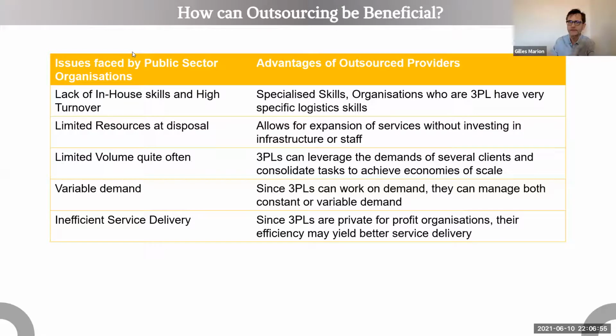The other element, let me jump to the fourth element right now, which is the variable demand. If you are limited in resources, you will want to pay for your services according to the level of activity. That's often something that maybe works better for the private sector than for the public sector, where the private sector is making money based on the level of activity, which is not always the case in the public sector. But at least you are only paying a high amount of logistics cost when you actually have a high level of activities.